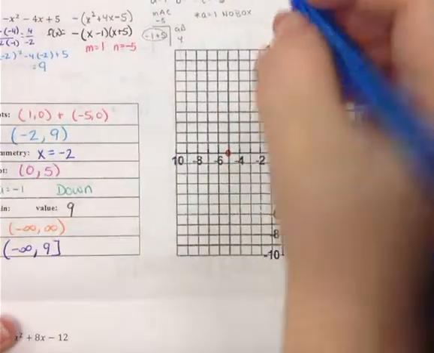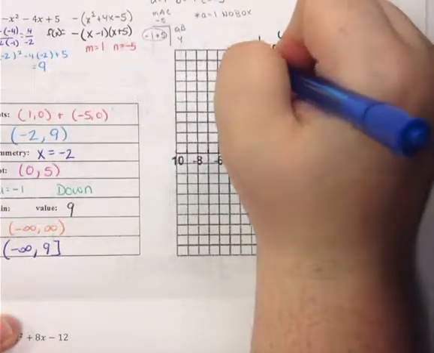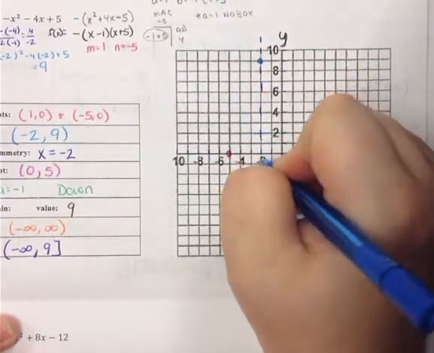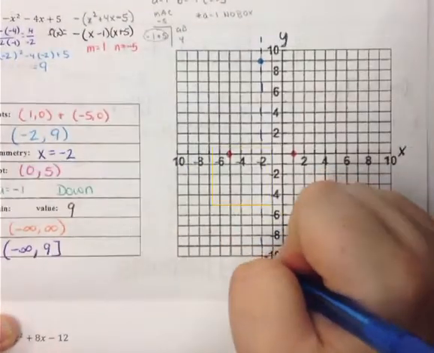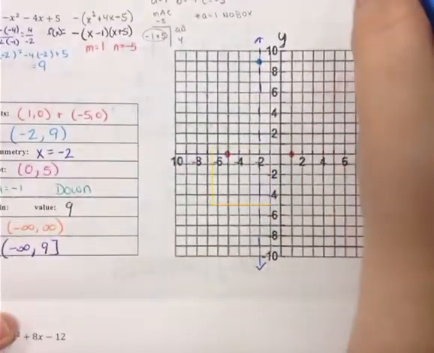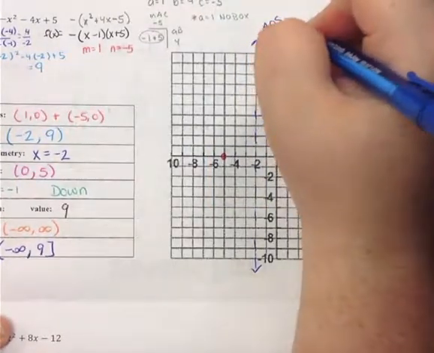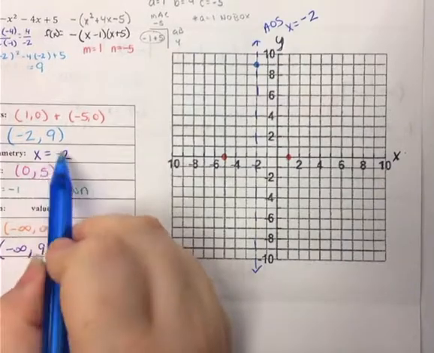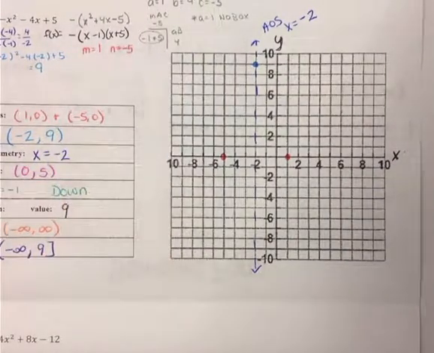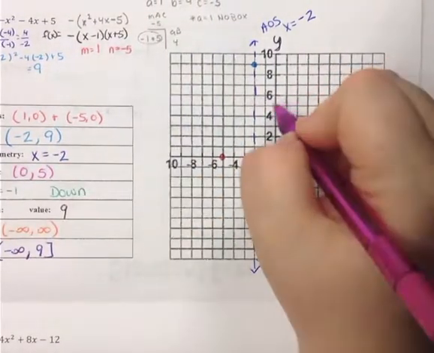Then I can graph my axis of symmetry. This vertical line going through the vertex all the way down. And make sure you label it as AOS x equals negative 2. Same thing we have written here. Our y-intercept is at 0, positive 5.